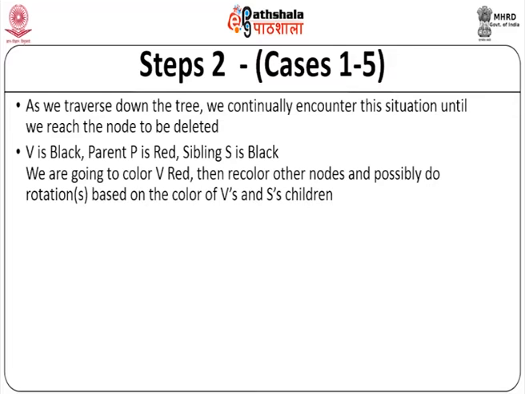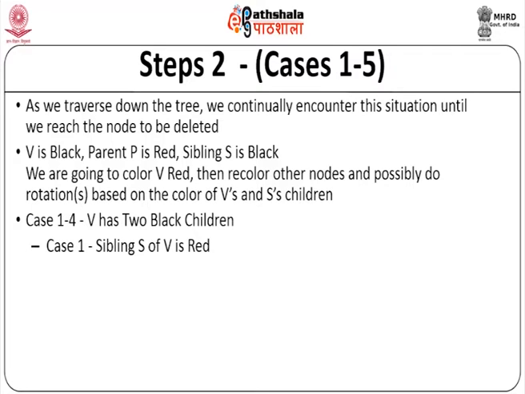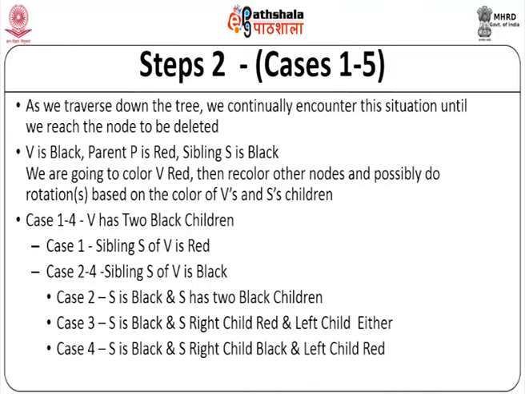So, V is black, parent P is red, sibling S is black. We are going to color V red, then recolor other nodes and possibly do rotation based on the color of V's and S's children. So, cases 1 to 4: V has 2 black children. Case 1, sibling S of V is red. Cases 2 to 4, sibling S of V is black. Case 2: S is black and S has 2 black children. Case 3: S is black and S's right child is red and left child is black, either way we are not bothered. Case 4: S is black and S's right child is black and left child is red. So, these are the 4 cases we will be looking at.